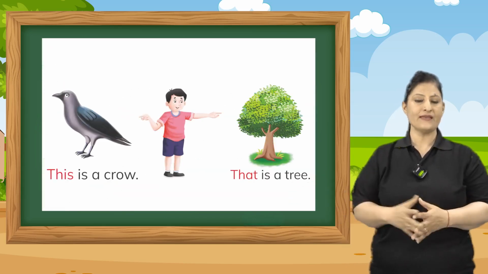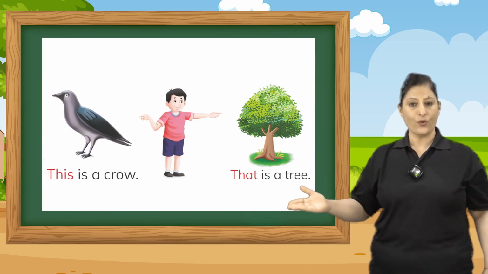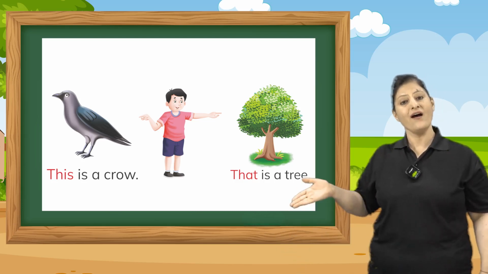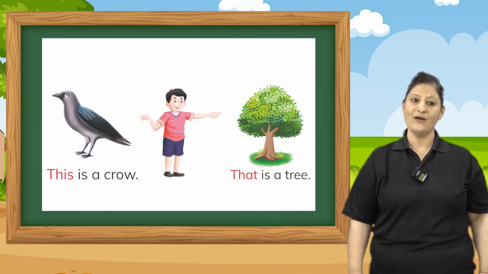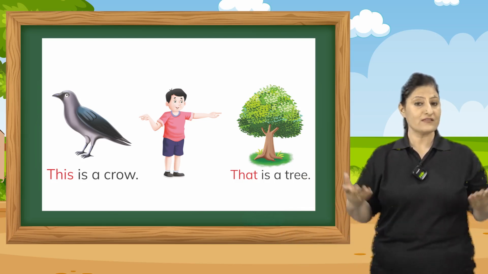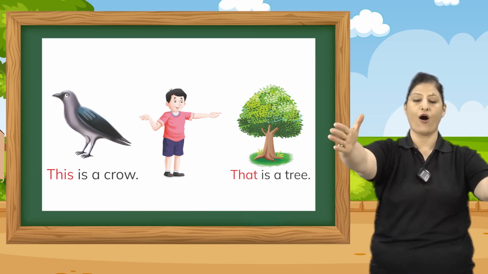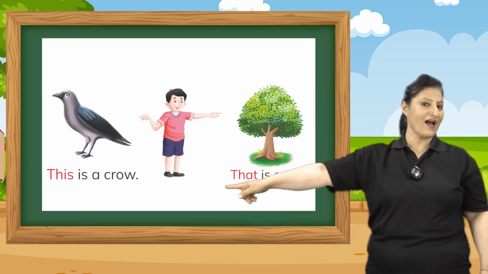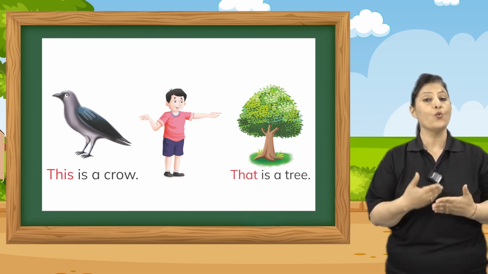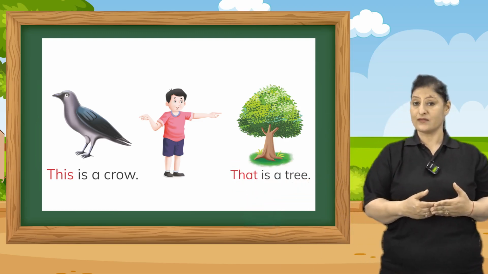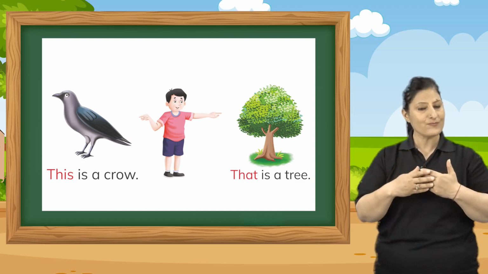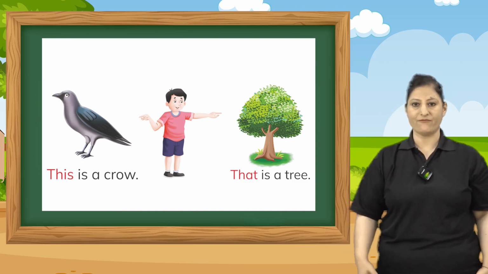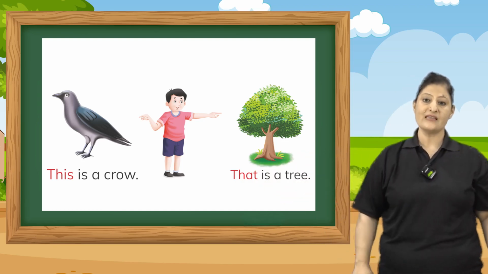Now let's look at the next example. The crow is near the boy. The boy is saying, this is a crow. And where is the tree? The tree is far. So we will say, that is a tree. So always remember children, when the things are near to you, आपके पास में हैं, तो आप बोलोगे this. You will use the word this. And when they are far, you will say that.